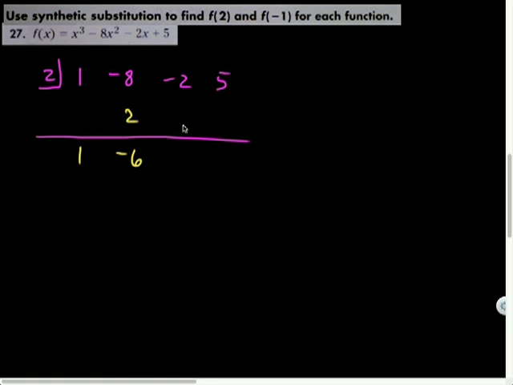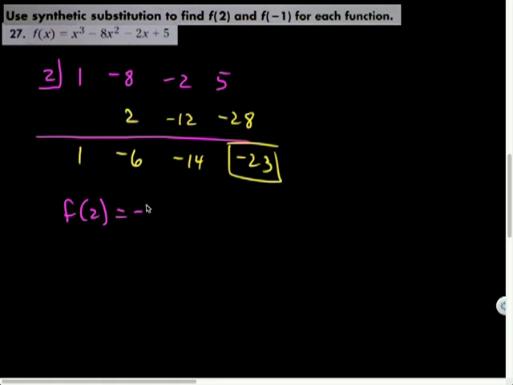Well, 2 times negative 6 is negative 12. Let's see, add them up. That's going to be negative 14, and multiply that. That's negative 28, and that's negative 23. So the remainder being negative 23 tells me that f of 2 is equal to negative 23. And that's what you guys should have gotten as well, right, if you did direct substitution? Yeah. So make sure you understand the difference between synthetic and direct substitution.